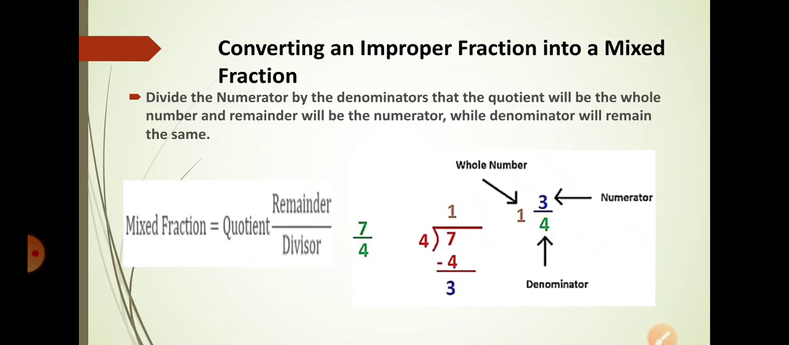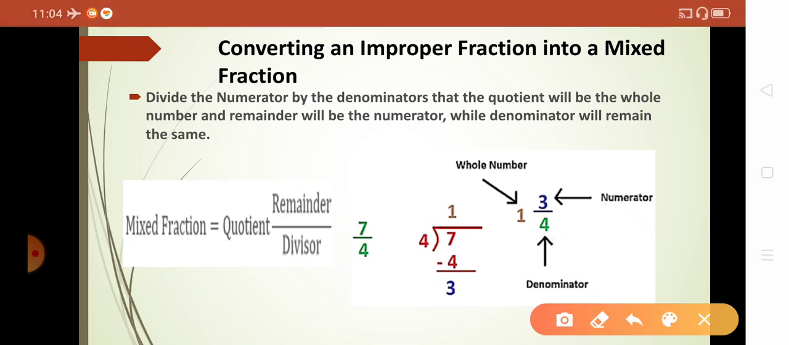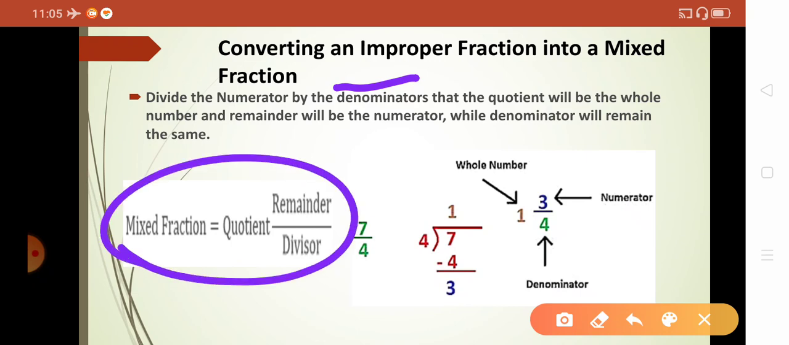Next is converting an improper fraction into a mixed fraction. So to convert an improper fraction into a mixed fraction, what do you have to do? You have to divide the numerator by the denominator. Then the quotient will be the complete or whole number. The remainder will be the numerator and the denominator will be the divisor. So this is the way to convert an improper fraction into a mixed fraction.